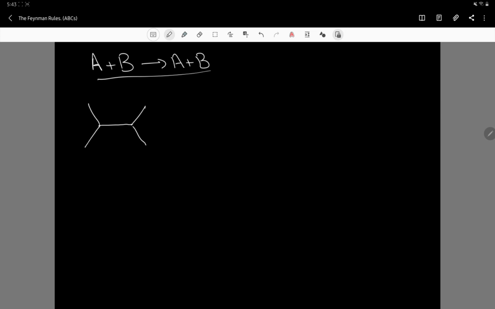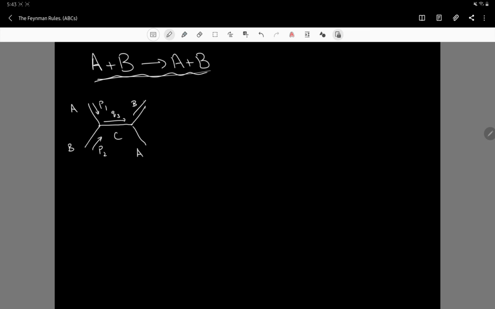Here you have a, this is b, this line is c, this line is b, and this line is a, according to this scatter. Perfect. Now let's follow the rules again, labeling internal and external momenta. So this one would be your P1. This should be P2. This is an internal line, so this should be Q3.